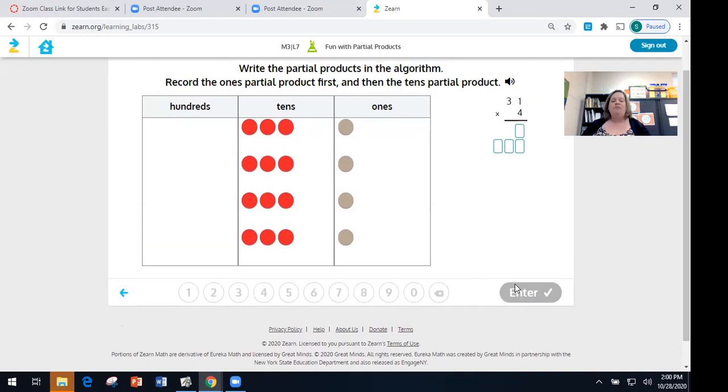Okay, so now it wants us to record our partial products first. So how do I do that? Well, the first thing we do is, how many ones do we have? 1, 2, 3, we have 4 ones. And how many tens do we have? 1, 2, 3, 4, 5, 6, 7, 8, 9, 10, 11, 12. But because I'm talking about tens, there's 120. 12 tens is 120. Don't believe me? Let's watch. 10, 20, 30, 40, 50, 60, 70, 80, 90, 100, 110, 120. So I am correct. Moving on.